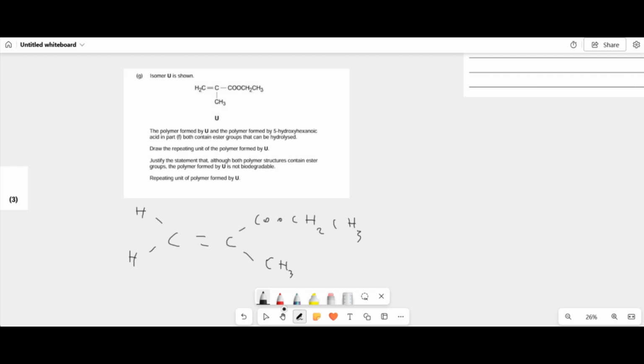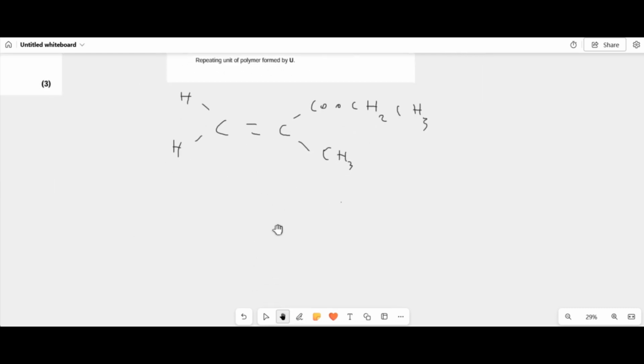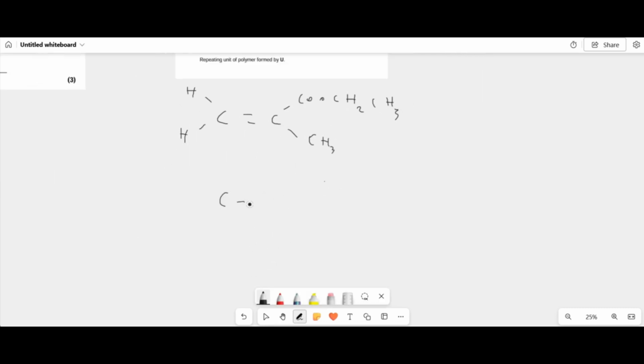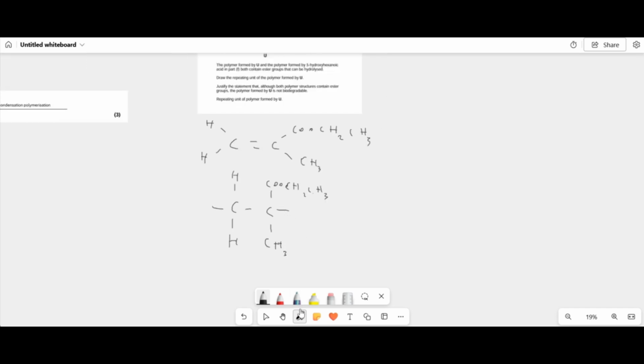Now drawing the repeating unit is very easy. All you need to do is delete one bond there, so it's just CC. This is going to go up now. So that's COO, CH2, CH3. That goes there, CH3, and then these are HH here. And now just extend it. That's literally it. That's the answer.